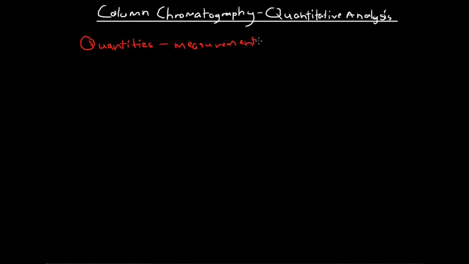things like amounts and concentrations. So how do we look at amounts and concentrations from a chromatogram? Well, basically the way we do it is we look at one crucial rule.